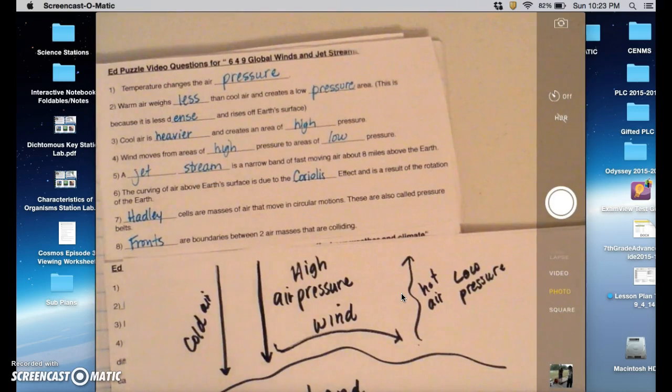Number 8, fronts are boundaries between two air masses that are colliding.